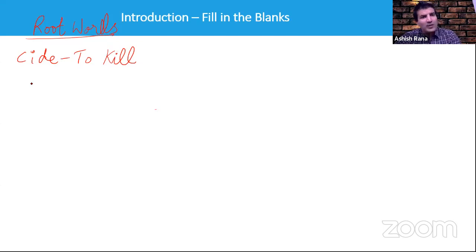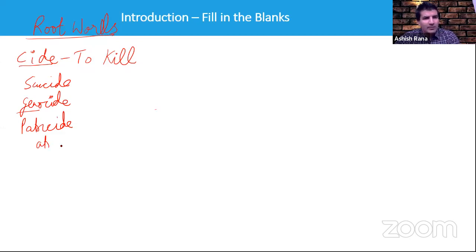Now, for example, what are the words that we can think of from CIDE, side, to kill? Exactly. So somebody is saying it is suicide. Somebody is saying it is genocide. Remember Hitler? Genocide is generations killing. Okay. Then it is patricide. Yeah, infanticide. Then it is matricide.